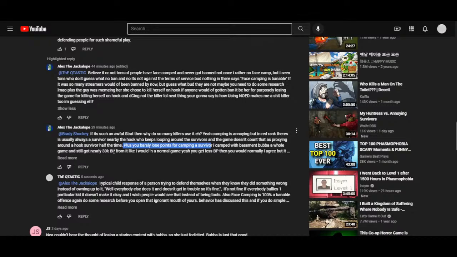Now, you definitely ain't gonna get no 30k blood points from it, like in a normal game. He never said anything about add-ons, he said in a normal game. You're not gonna get no 30k blood points basement camping Bubba and standing there, because the game either is gonna be fast due to the snowball effect, or they're gonna do gens and they're gonna get out, and that's gonna be the end of it. So he's already exaggerating the situation and already lying at the start of his argument.